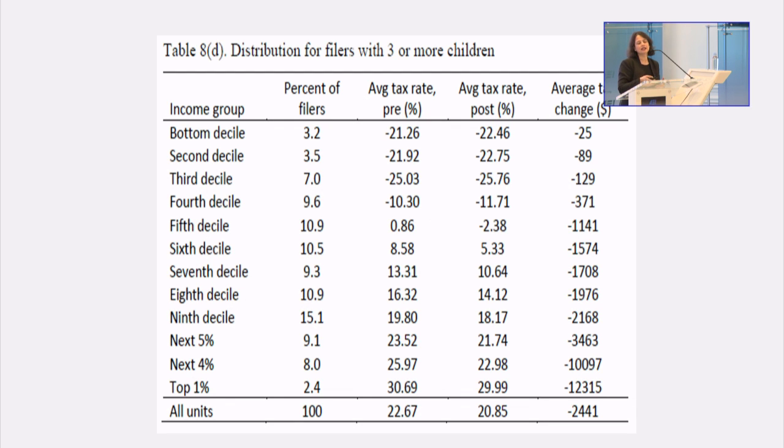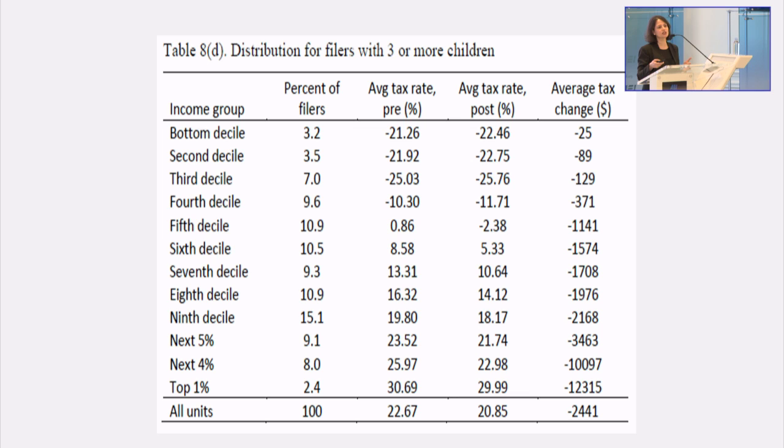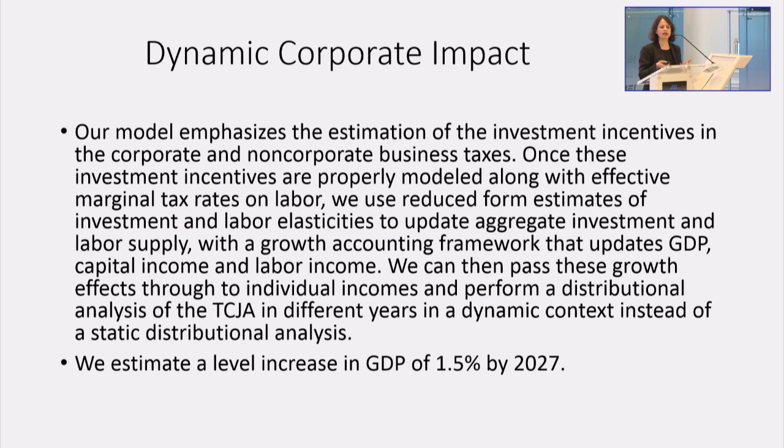We also are able to do interesting demographic analysis, so looking at households with 3 or more children, because with the child tax credit expansion, we actually found that richer families tend to benefit more, and just on the individual side, that's likely due to things like the child tax credit and not really due to the cut in the personal income tax rates. Those are interesting distributional impacts we have in there.